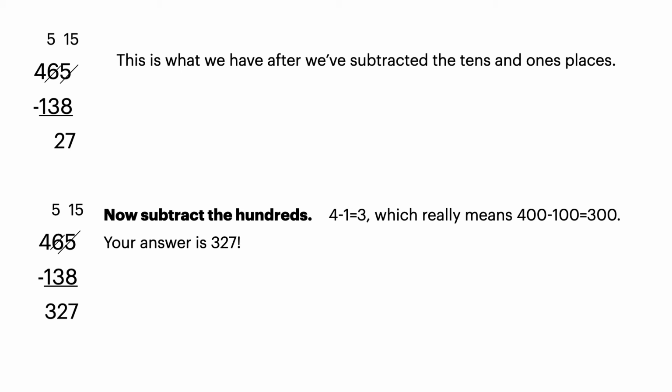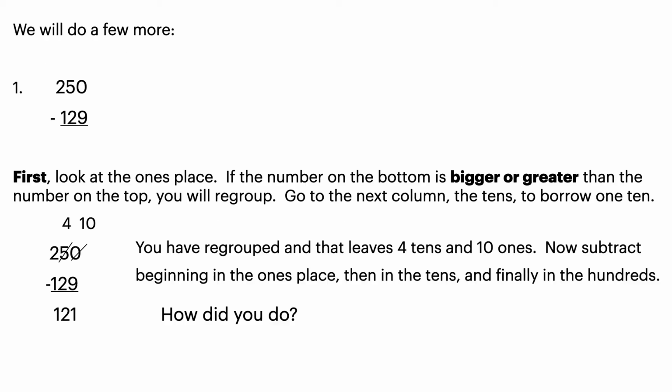This is what we have after we've subtracted the tens and the ones place. Now subtract the hundreds. 4 minus 1 equals 3, which really means 400 minus 100 equals 300. Your answer is 327. We will do a few more.